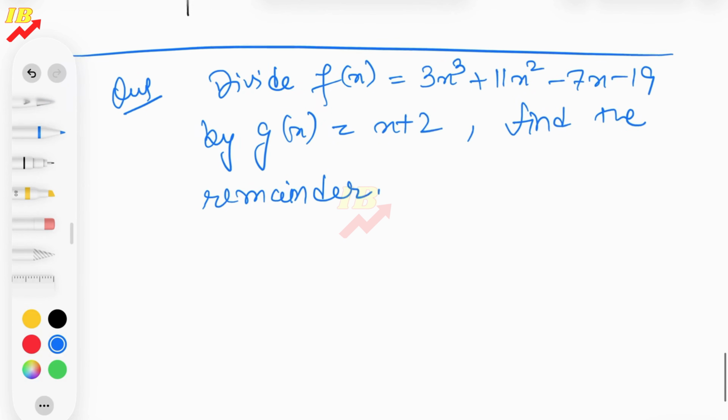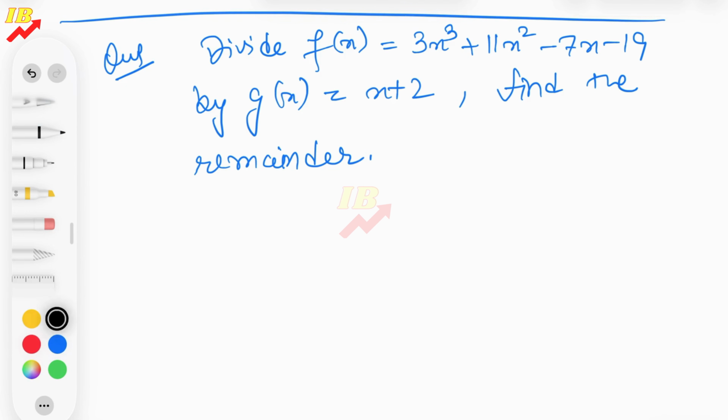So let's just start this question. Again, we'll follow the same steps. Firstly, check the standard form. So I can see that this is 3, 2, 1 and 0, right? So it is already in the standard form. Write the coefficients now. So it is 3, 11 with a positive sign, so we are not writing a plus sign here. Then negative 7, then negative 19.